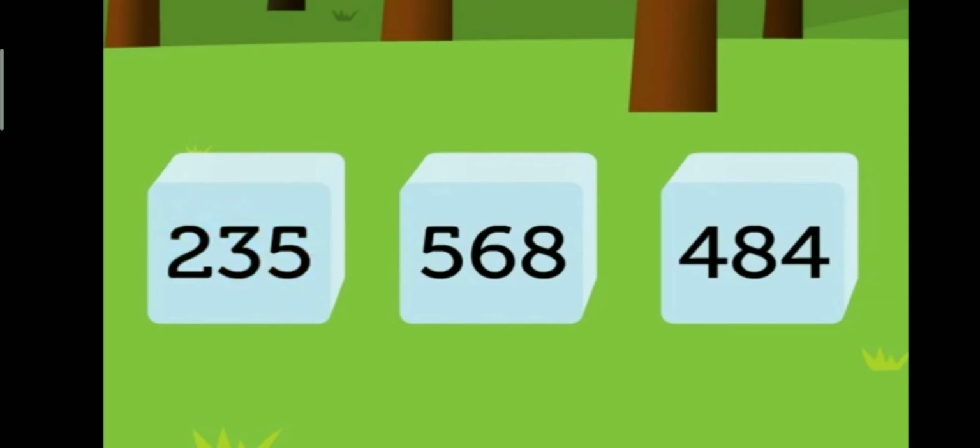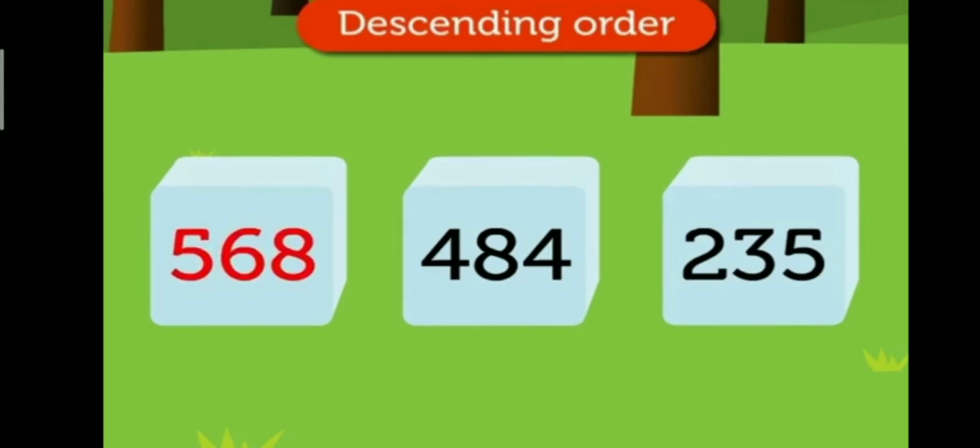Students, tell me which number is greatest? Yes, you are right. 568 is the greatest. So, you will write 568 first. Then, 484. Very good. And at last, 235. Very good, students. I hope you have understood how to arrange the numbers in ascending order and decreasing order.